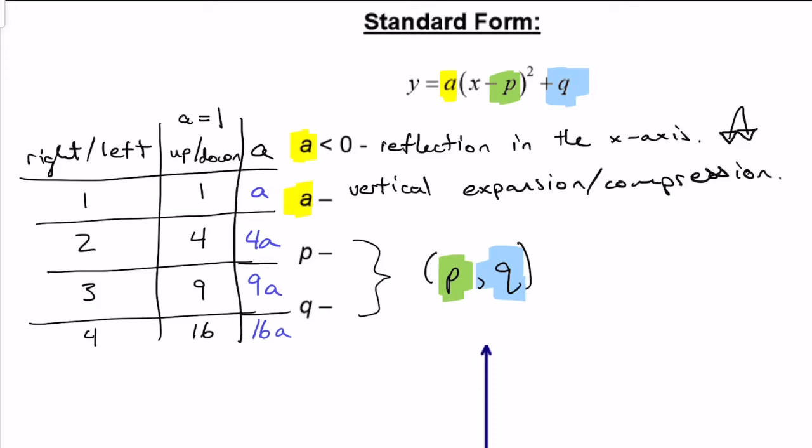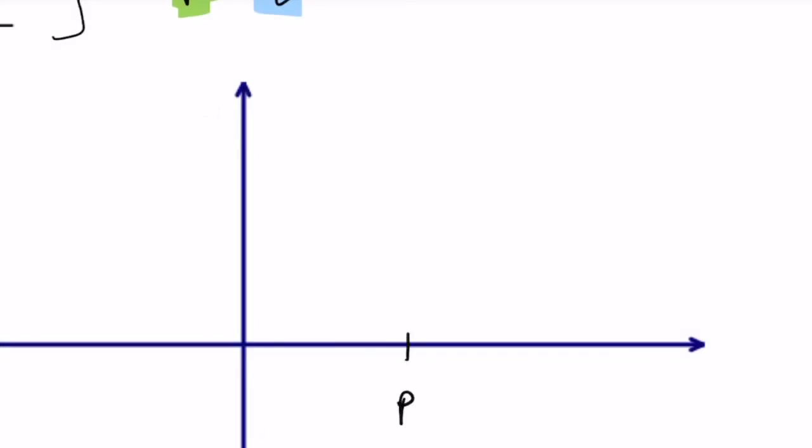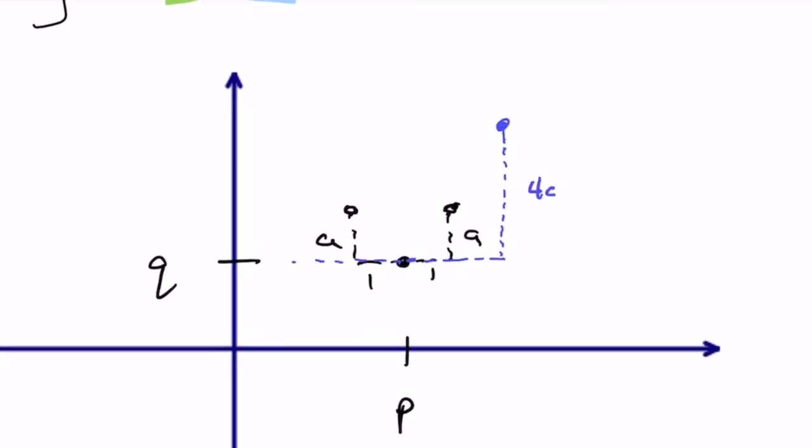If we were graphing this, this is kind of what it would look like. P is somewhere on the x-axis, and q, there's my vertex. Then I would just move 1 to the right, 1 to the left, a up, which gives me 2 more points. Then 2 to the right and 2 to the left of the vertex, and you would go 4a up. Usually this is about all the points that you're going to be able to fit.